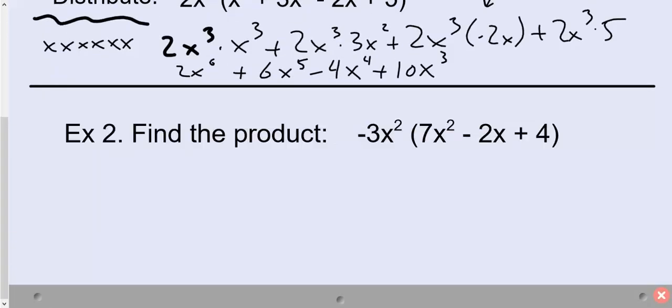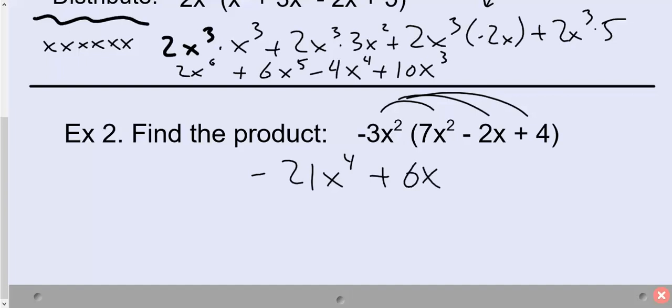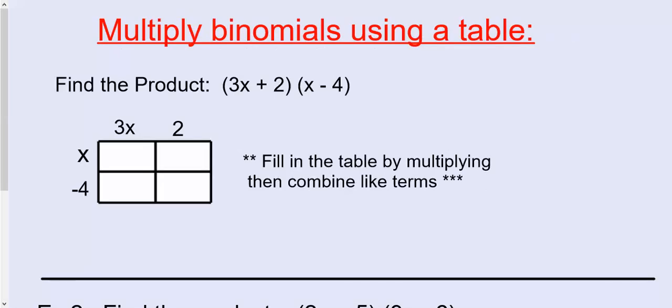Here's another example. I'm not going to write it out this time. Rather, I'm just going to do it how you'll eventually be doing this. So I have negative 3 times 7 is negative 21. X squared times x squared is x to the 4th. I have negative 3x squared times negative 2x. That's positive 6x to the 3rd. And then negative 3 times negative 4 is negative 12x squared. So that's a monomial times a polynomial.